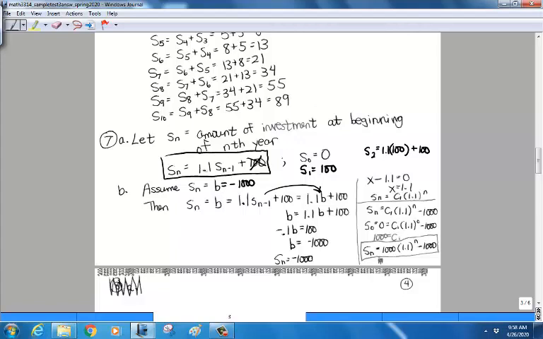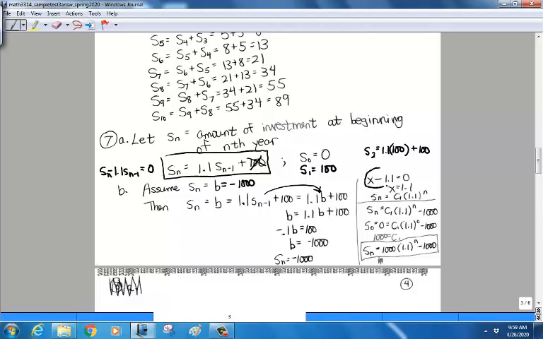All right, so let's solve the homogeneous version of the recurrence relation. And you know how to do that, right? You form the characteristic equation. So take the recurrence relation, set it equal to 0. Just pull the 1.1 S sub n minus 1 back to the left-hand side. So you get S sub n minus 1.1 S sub n minus 1 equals 0. And that version of the recurrence relation, you can use to write down the characteristic equation.